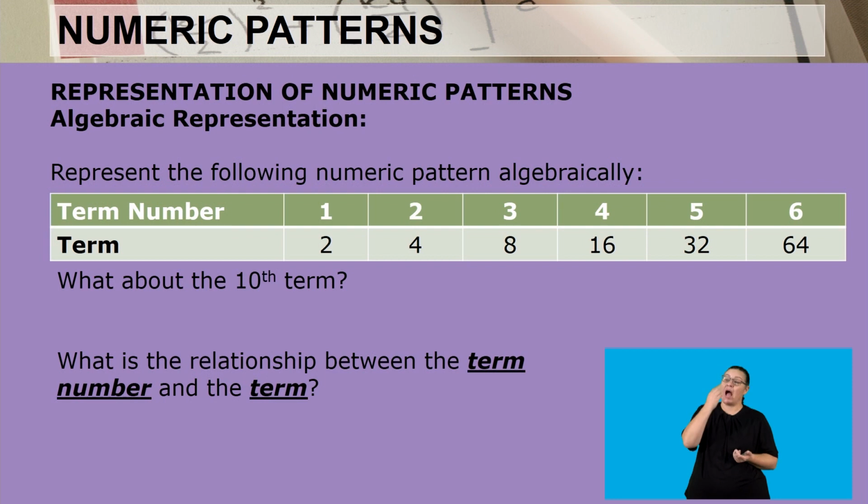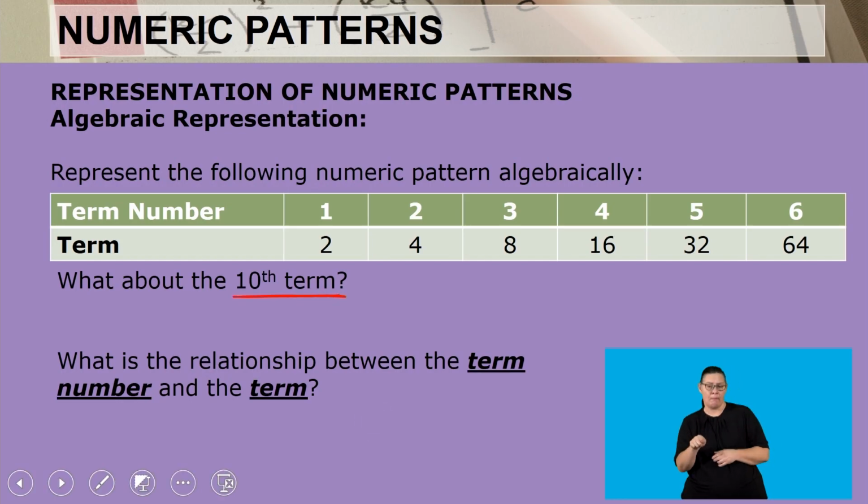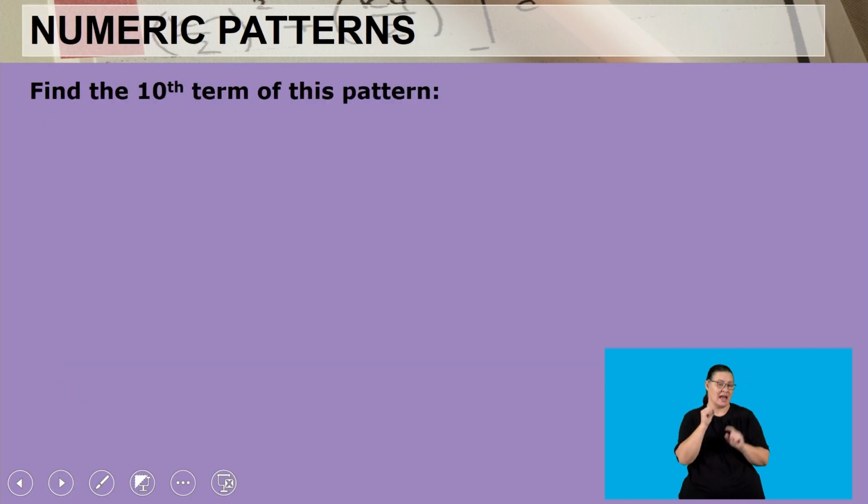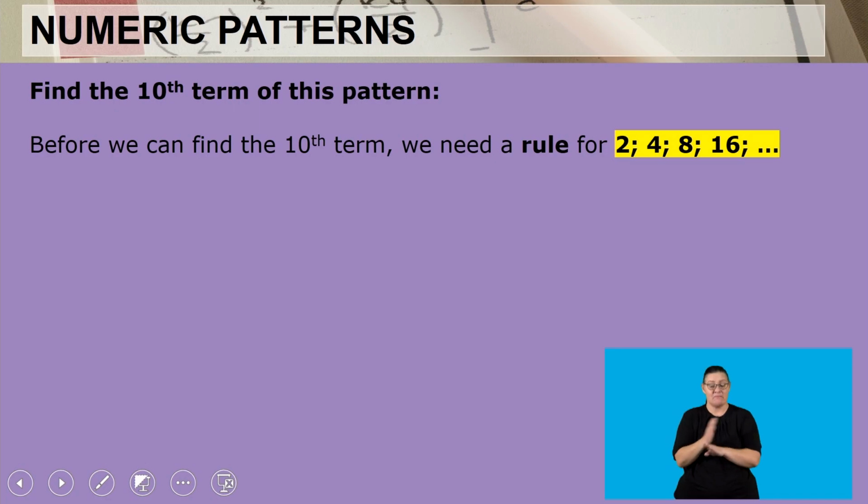But now, if we are asked for the 10th term, how are we going to calculate that? Just like we did with the previous patterns, we need a rule. And that rule is going to be obtained by asking ourselves what is the relationship between the term number and that term? So let's find the 10th term. But before we can find that 10th term, we need a rule.